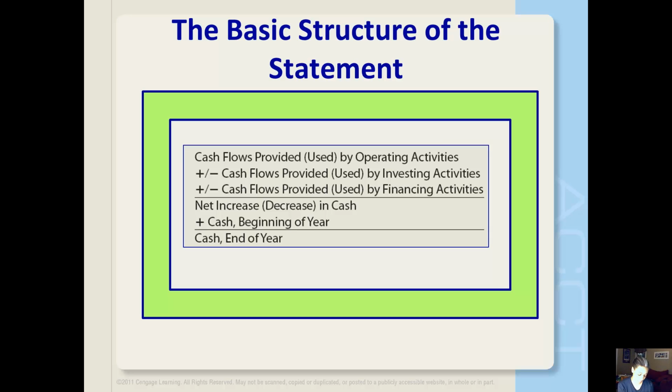And then our last section is cash flows provided or used by financing activities. And those are the cash inflows and outflows associated with the generation and return of capital to investors. So these are often called financing cash flows, and they would include things like cash inflows from borrowing or issuing stock, cash outflows to satisfy debt obligations or to repurchase treasury stock, or cash outflows for dividends to stockholders.